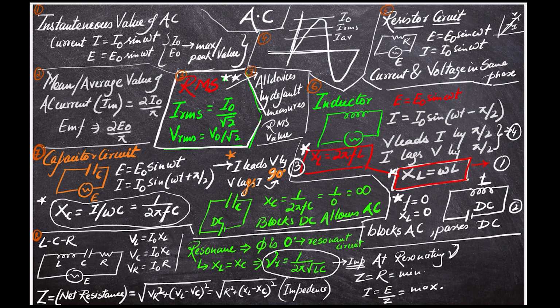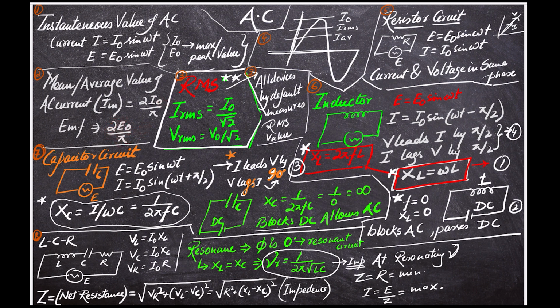Next, we have the mean or average current. Mean or average current is nothing but 2 I naught by pi, meaning 2 by pi times the peak current is the average. EMF also the same thing, 2 E naught by pi. Just these values I need to keep in mind, okay?